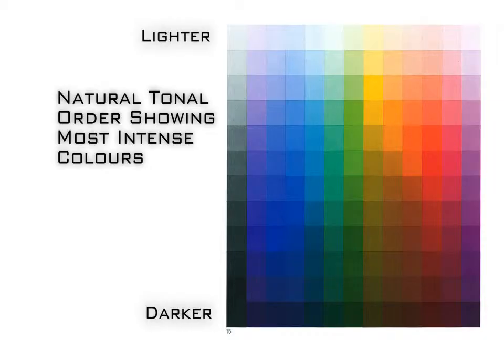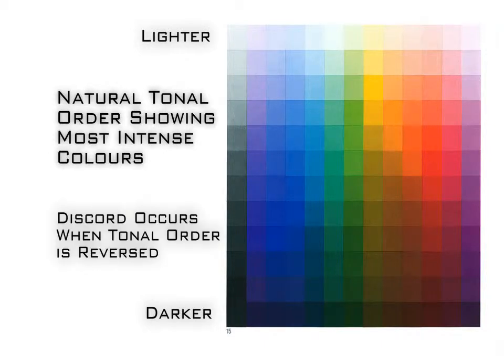You remember that a discord occurs when the natural tonal order of two colors is slightly reversed. You can see that yellow, at its most intense, is a lot lighter than blue-violet. In order to make a complementary discord, you're going to need to add a lot of white to the blue-violet in order to make it lighter than the yellow.